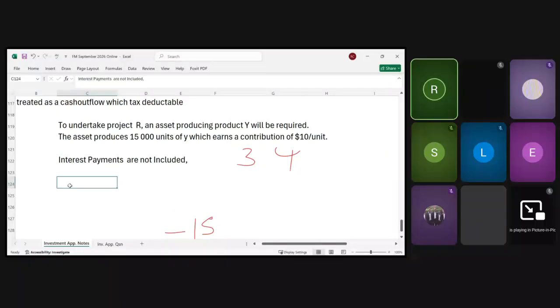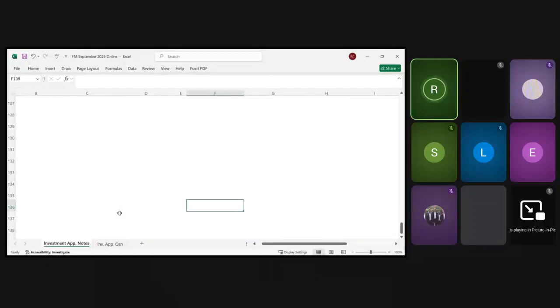Let us look at incorporation of working capital into investment appraisal. How are we going to incorporate our working capital? Let's have working capital. Incorporating working capital.